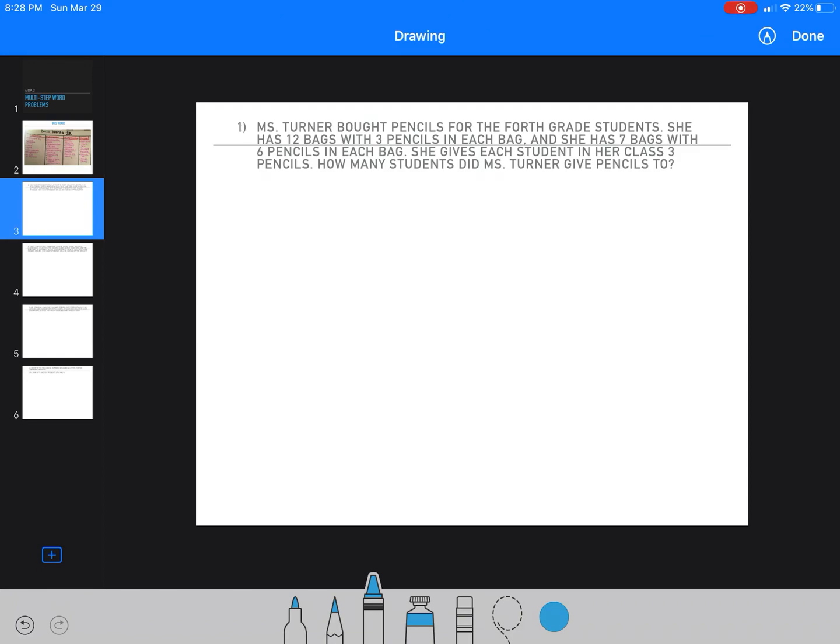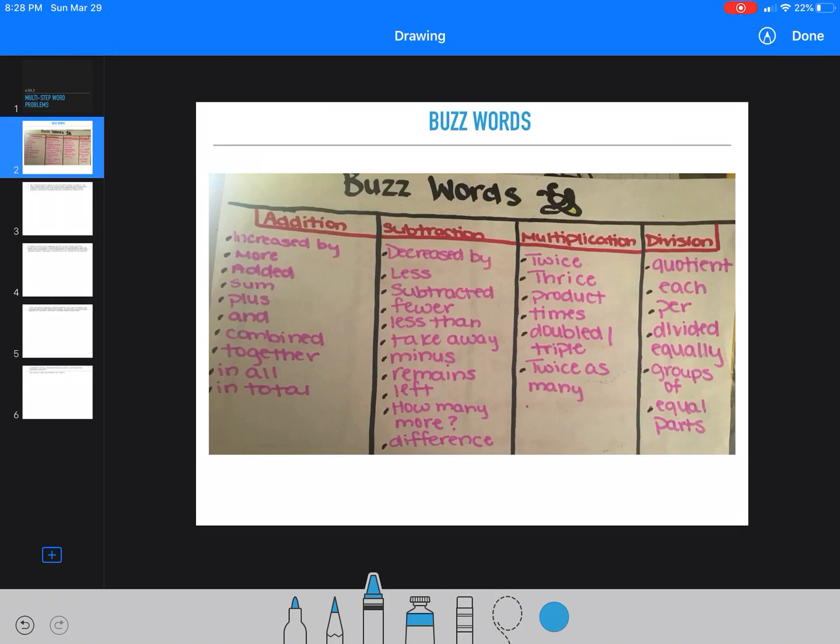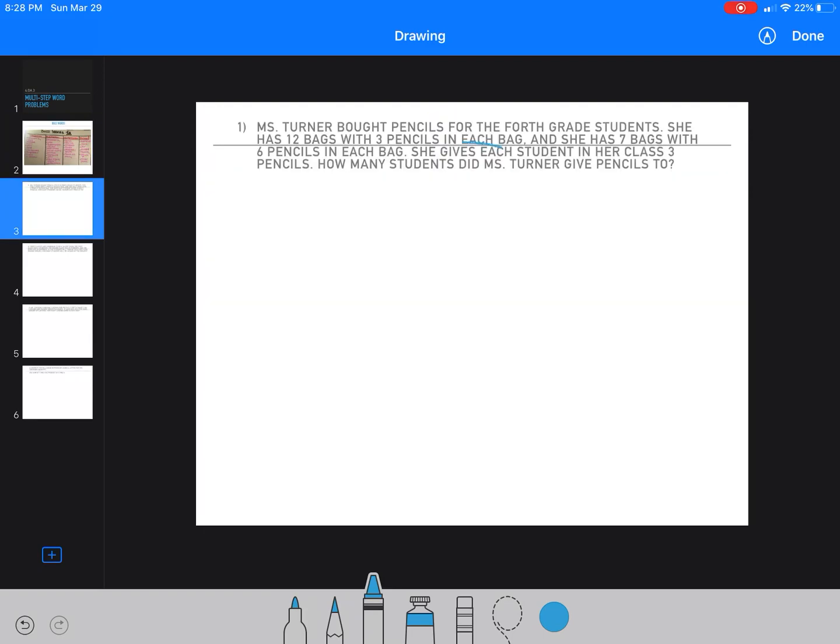I'm going to reread this word problem, this time focusing on those buzzwords that I can pull out. Miss Turner bought pencils for the 4th grade students. She has 12 bags with 3 pencils in each bag. So I see that word each. If I look at my buzzwords, I know that each can mean division, but it can also mean multiplication. Even though it's not written in this box, it absolutely can mean multiplication as well. And she has 7 bags with 6 pencils in each bag. She gives each student, there goes another each, in her class 3 pencils. How many students did Miss Turner give pencils to?